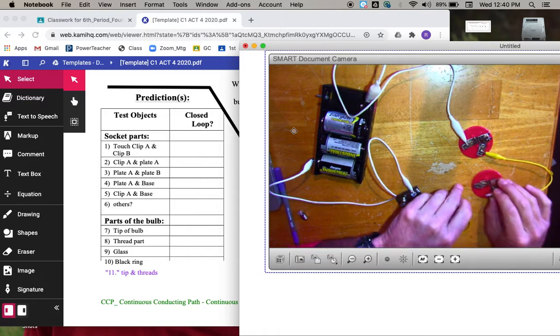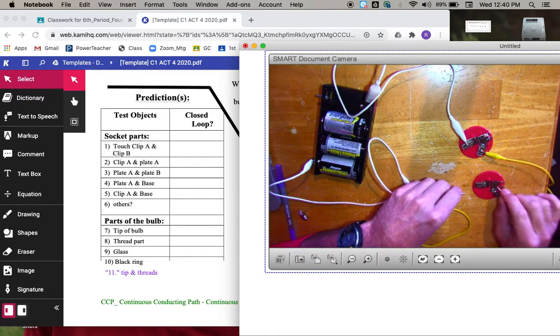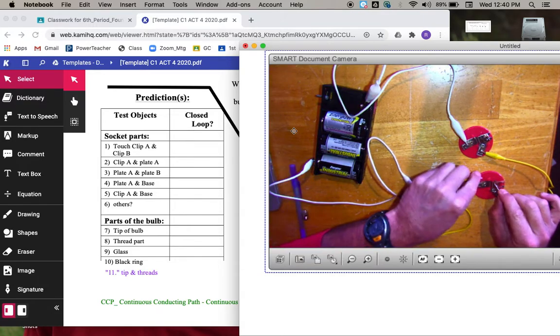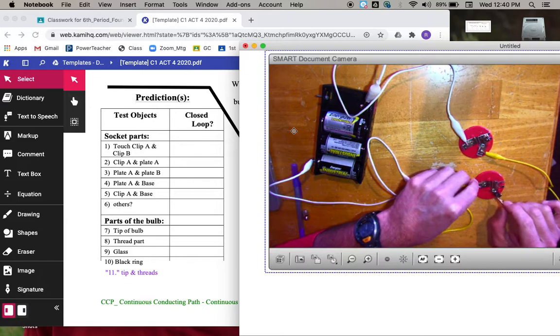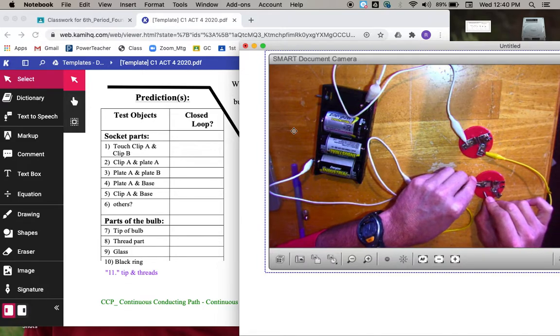Moving on, we've got plate A and the base. So plate A and the red or blue or wooden base, and finally clip A and the base. Notice in these last couple cases the bulbs did not light, so we had an open loop and the bulbs were unlit.